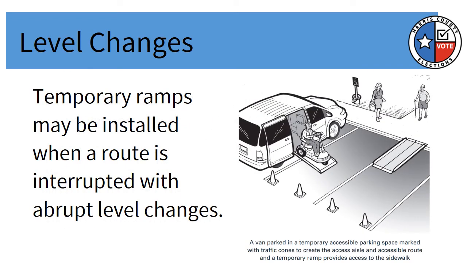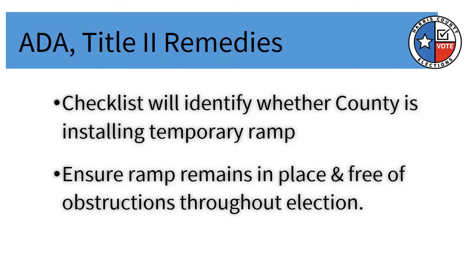You may have an abrupt change in ground level. Temporary ramps may be installed when a route is interrupted with abrupt level changes, such as a step or a curb. A person who uses a wheelchair cannot ascend an abrupt level change or curb, so ramps are important to provide accessibility. Your checklist will identify whether the county's vendor is installing a temporary ramp. Judges are not responsible for installing temporary ramps, but must ensure that the ramp remains in place and is free of obstructions. If not, contact the ADA coordinator.